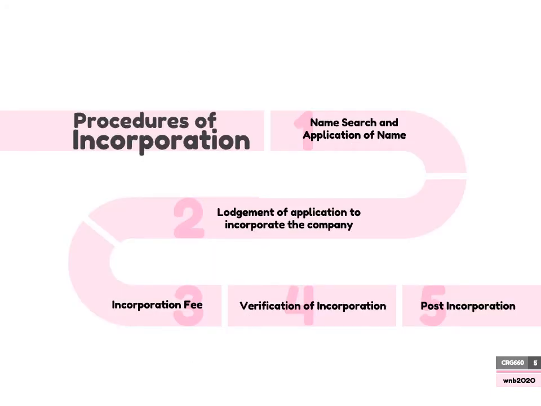Kita dah clear dah what we need to prepare before the application. Sekarang kita nak tengok the procedures of incorporation. First and foremost, mula-mula sekali kita akan buat name search and application of name. So pentinglah untuk you cari nama, dan nama tu pun kena apply.